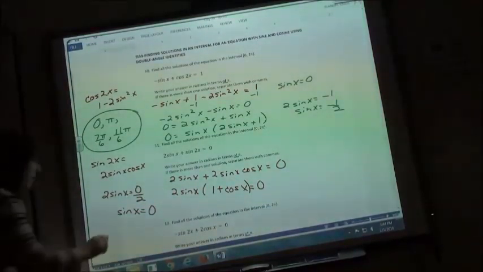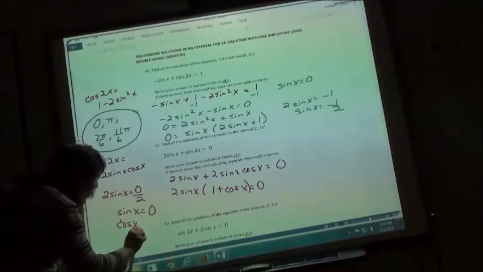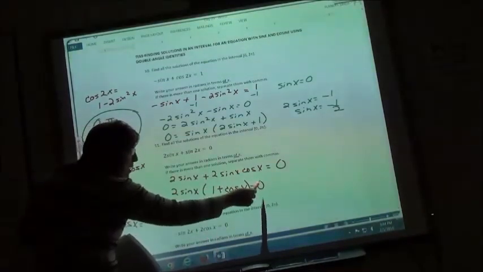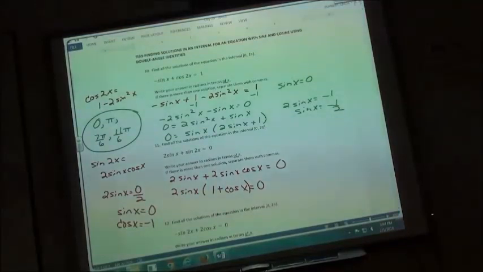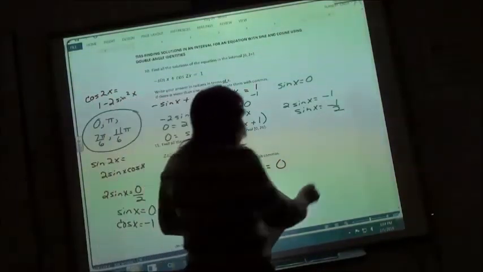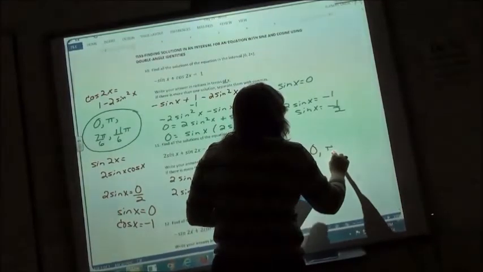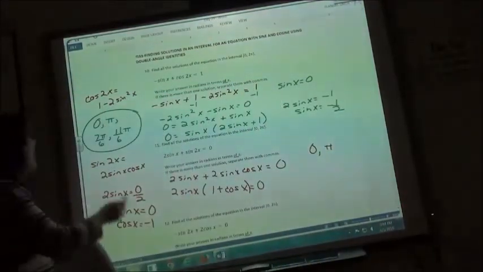On the other one, cosine of x, if I move my 1 to the other side, it's going to be a negative 1. So we're going to look for where the sine of x equals 0 or the cosine of x equals negative 1. So looking at my table, for the sine of x equals 0, we were at 0 and pi. We just did that on another problem.